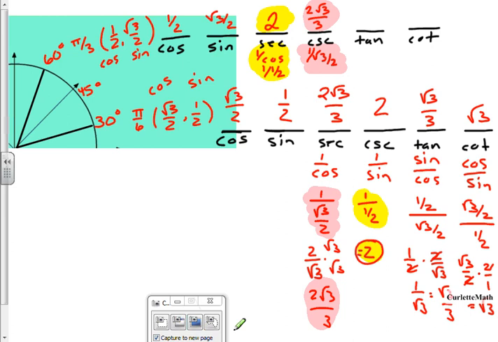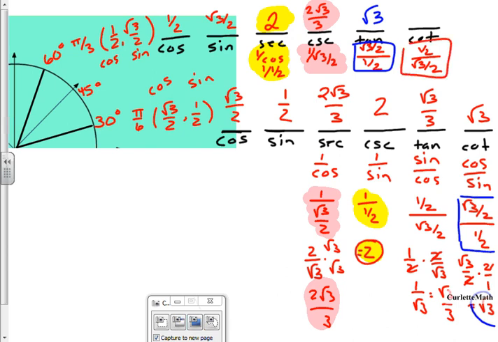So the tangent is going to be sine, which the sine value is the square root of 3 over 2 divided by 1/2. Well, did we work this out down below? We sure did. Down here at the cotangent spot, which gave us the square root of 3. So up here we're going to get the square root of 3. Well, the cotangent is going to be cosine, which is 1/2, divided by sine, which is the square root of 3 over 2. We also worked that out on the previous problem down below and got an answer of the square root of 3 over 3.